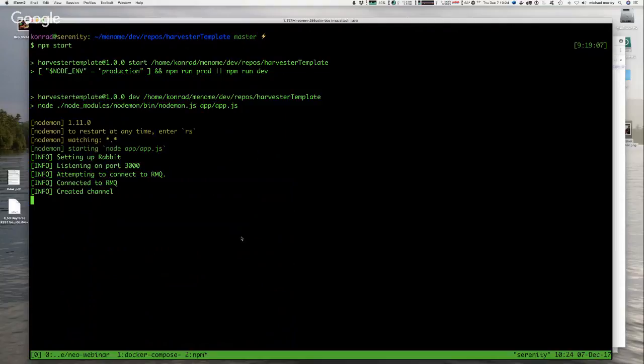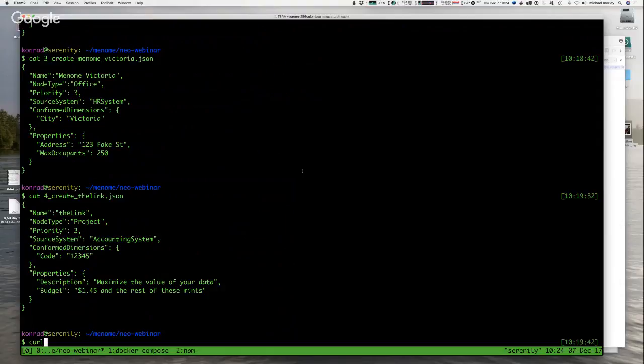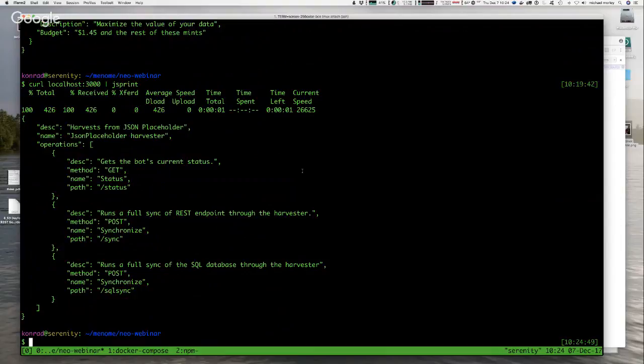It's written in Node.js, and when we deploy it to production, it sits inside a Docker container. If I run this, it sets up, listens on port 3000 or whatever port you configure, connects to RabbitMQ, creates its channel, and sits idle. So that is now running. We can do a GET on the root of this thing. If we hit it via the web, we get a JSON response, which is a full description of this bot and everything that it does. And these are the webhooks that it surfaces.